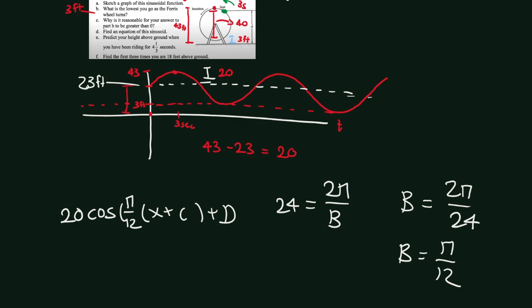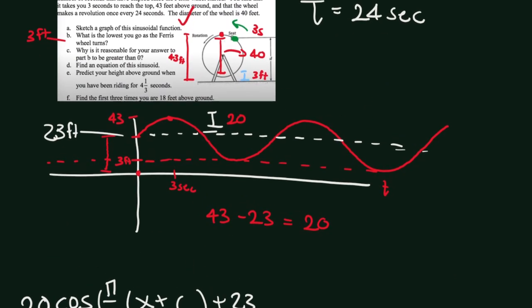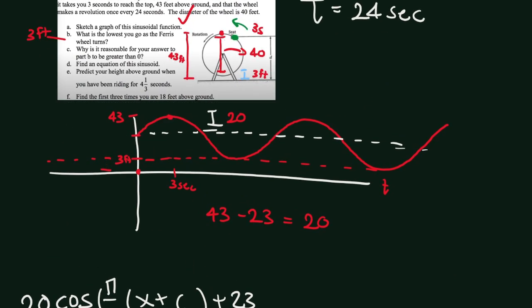And if it's to the right, then that means it's going to be a negative. So it's going to be -3. C is -3, and this is our function. So that's for part C.